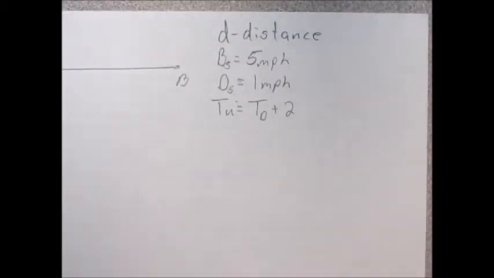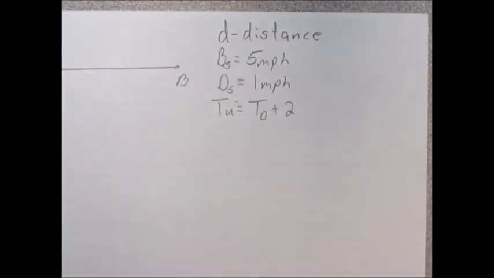Distance is going to be a lowercase d. We're going to use that as a variable. The barge speed is 5 miles an hour. The downstream speed of the water is 1 mile an hour. And the trip up takes 2 hours longer than the trip down. Okay. So I think that's everything in the problem that we need.